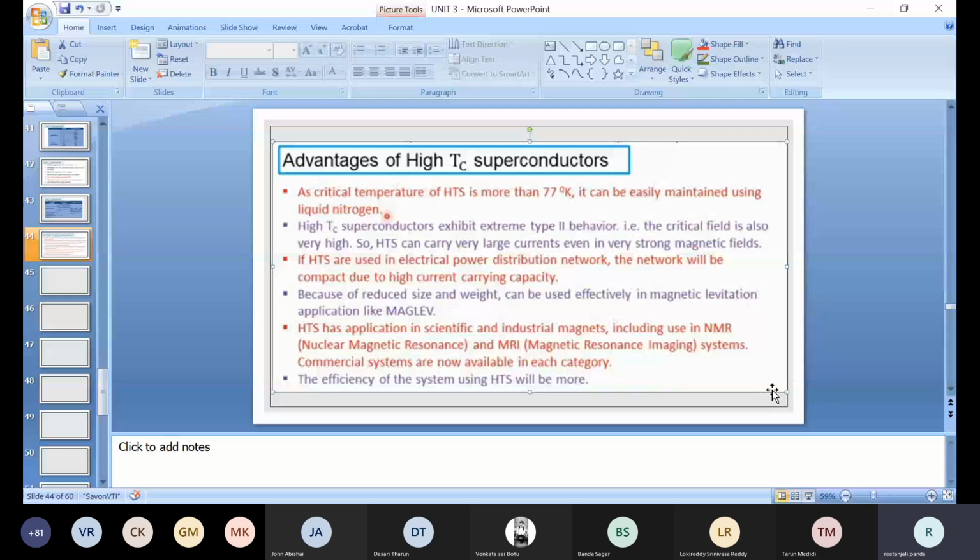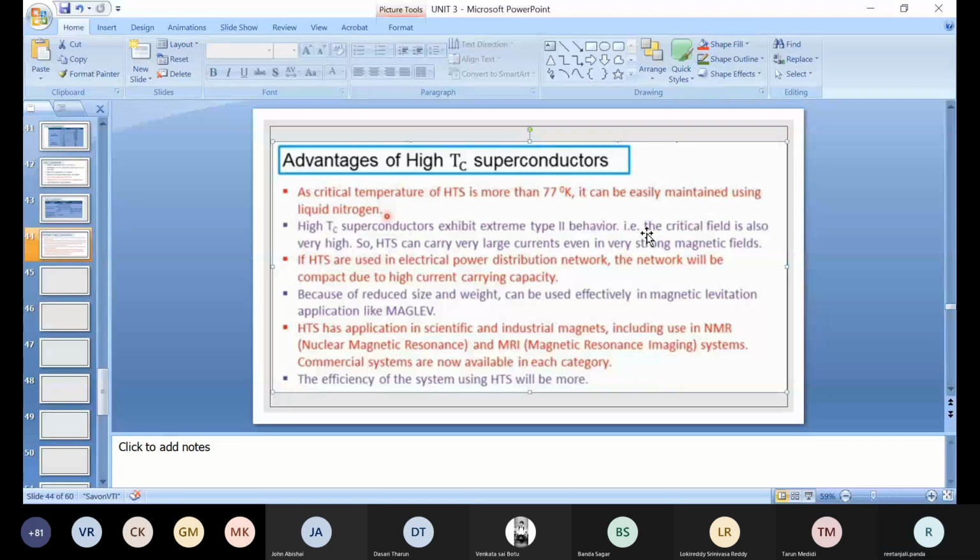Similarly, if the high TC superconductor exhibits extreme type 2 behavior, what does that mean? The superconducting state of the material cannot be removed very easily, and they are going to carry large currents even in a very strong magnetic field. That is one of the advantages, because this is our necessity. If we can conduct electricity with low loss of power, then it will be an advantage for us.